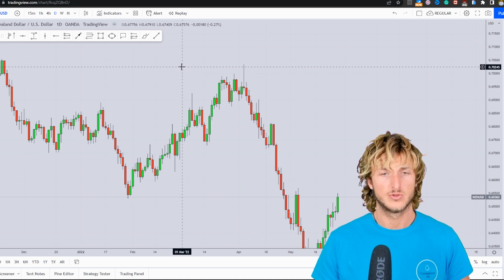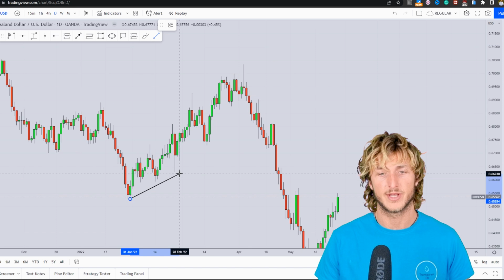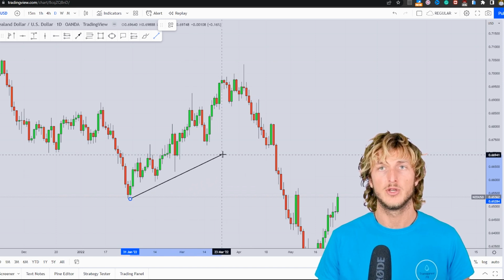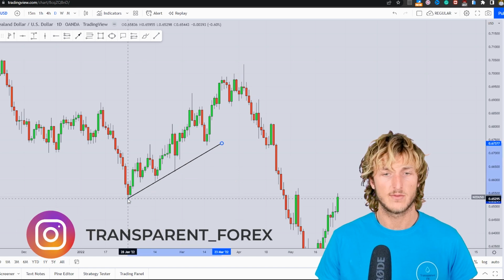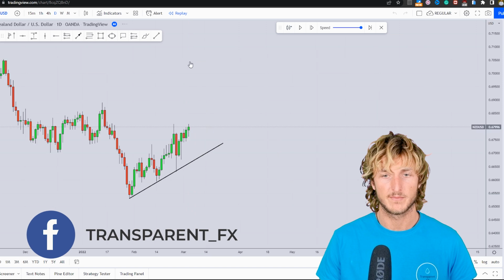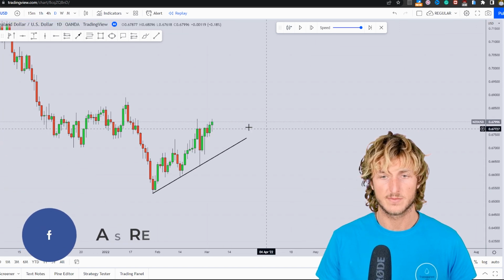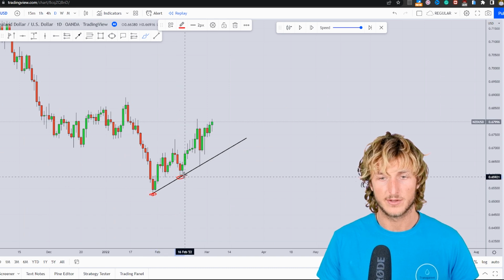Now, when it comes to drawing trend lines, you will hear a lot of people that will tell you that you're supposed to be using the lows, okay? So let's say, for example, that you have a situation like this. The market has created the first low here, then you have another low here, and another one here, okay?